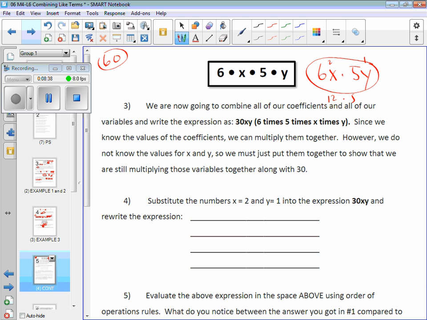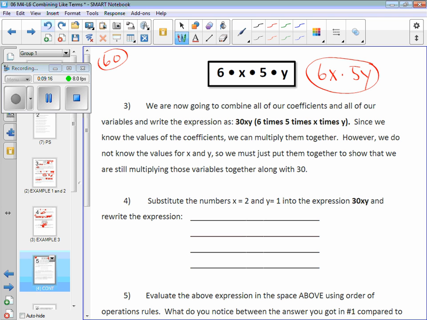I'm going to erase this so it's not in the way. In 6x, what's the coefficient? 6. This time, raise your hand up. 6. Okay, coefficient is 6. In 5y, what's the coefficient? Jules, 5. Mathematical rules allow us to combine and multiply our coefficient times our coefficient and our variable times our variable. Okay? So, our coefficients are 6 and 5.